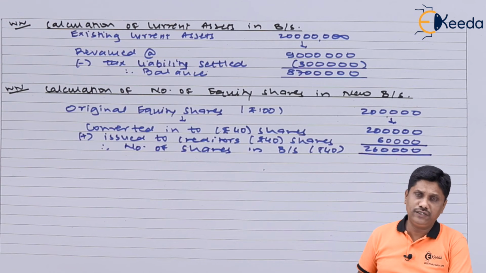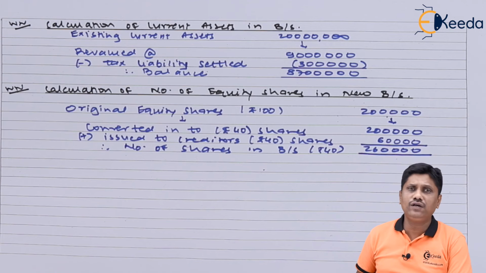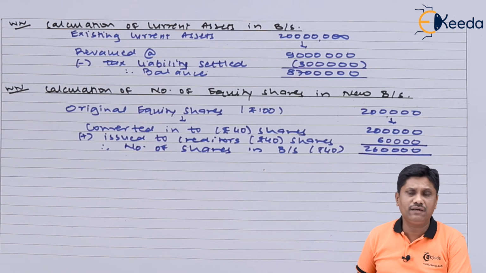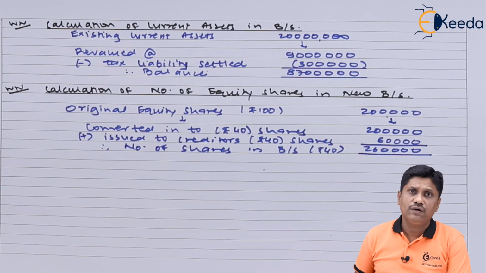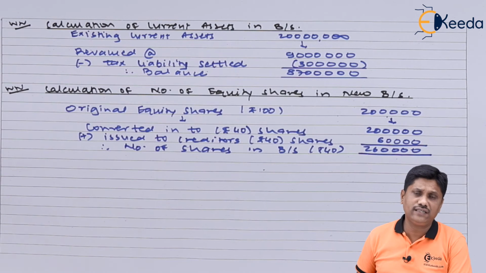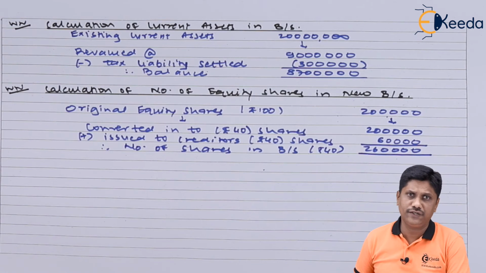While preparing the balance sheet, we will take care that if there is only a single item, we will directly write it in the balance sheet. But if there are multiple items to be disclosed under a particular head, then we will prepare a note. For shares, we will prepare a note. Let us start with the preparation of the balance sheet now.